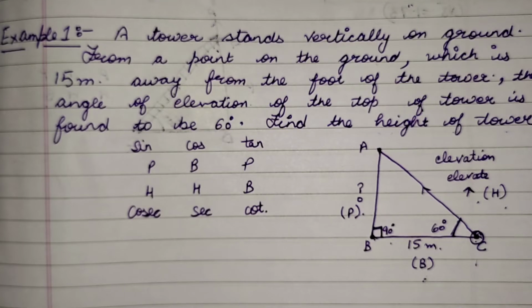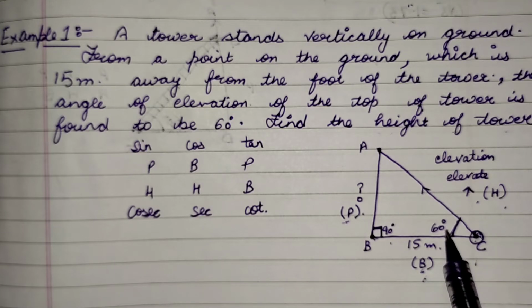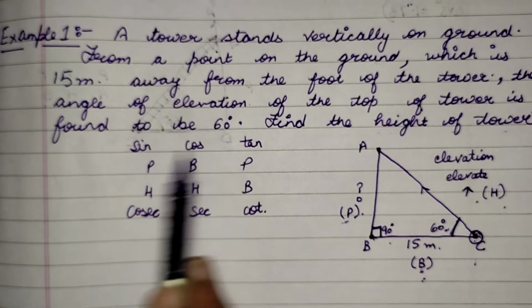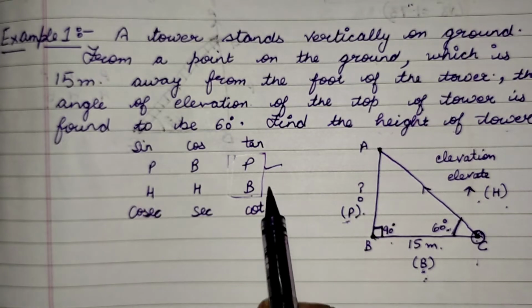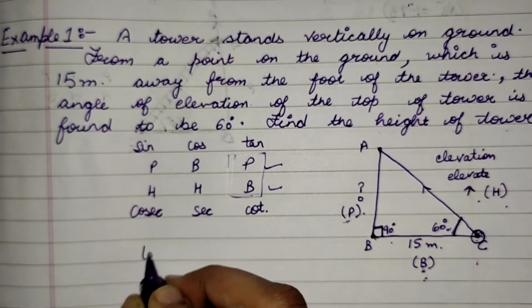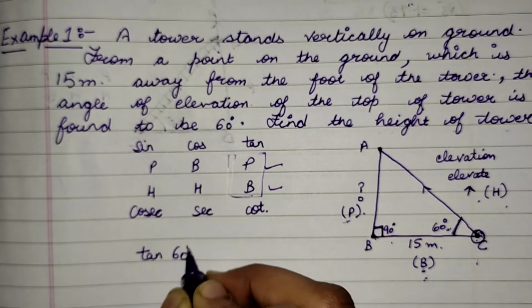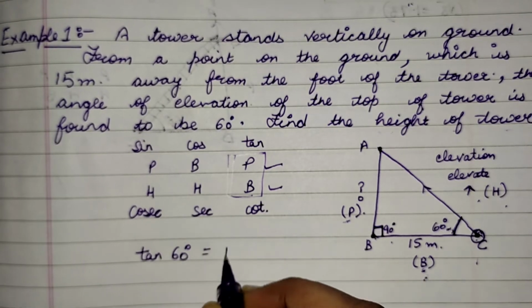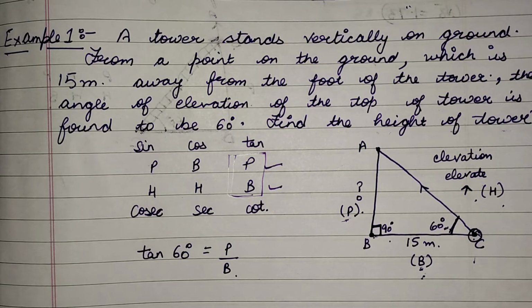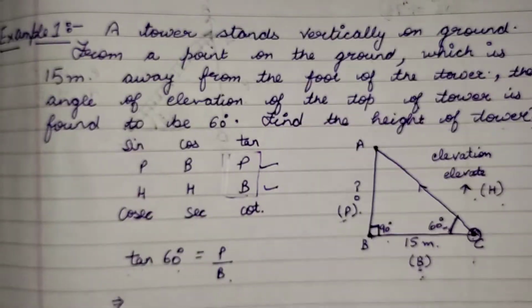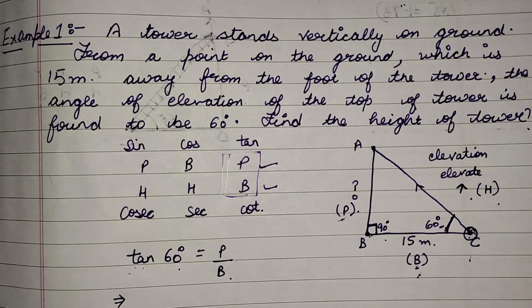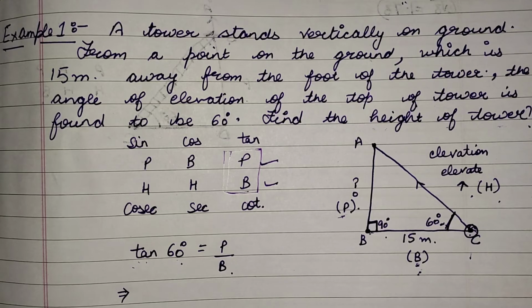So what do you have to find out? You have to find out the perpendicular, and the base is given to you, and one angle is given to you. So which trigonometric ratio can you use? Perpendicular by base. So you will use tan 60, because this angle is given equal to 60 degree, which is equal to perpendicular by base. I have told you how to remember these values in my earlier video, so please see that video if you want to know how to remember all of these values.